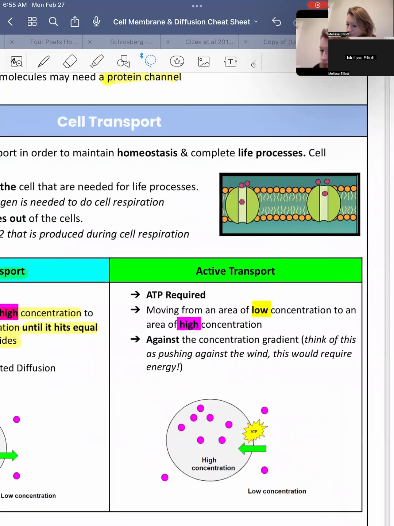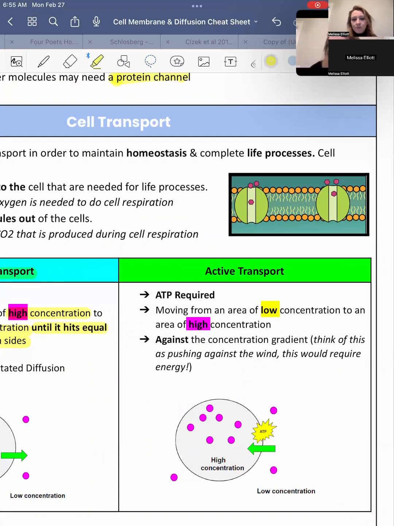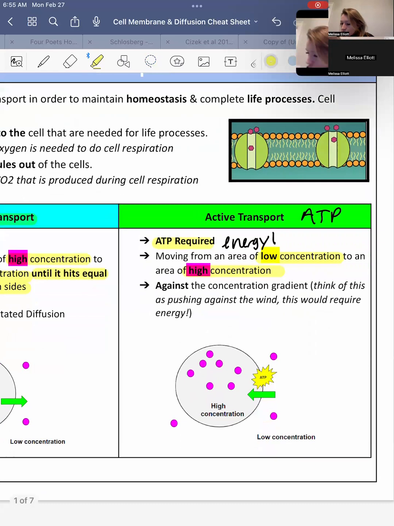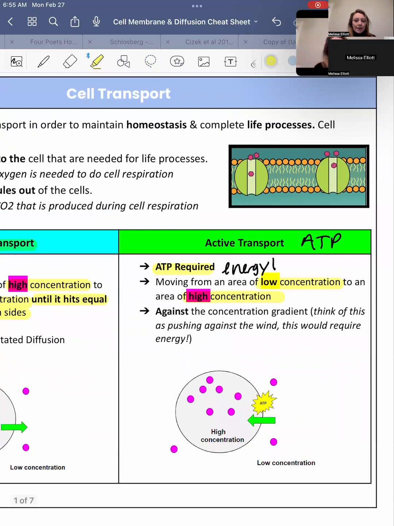Active transport is something that we haven't really talked about before. And so it's going to be just the opposite. Active transport, right? I like to think of active as being like ATP. Okay, so meaning it needs energy. And it's when they're going to move from an area of low concentration to an area of high concentration, which is against the concentration gradient, meaning that this is going to require energy.